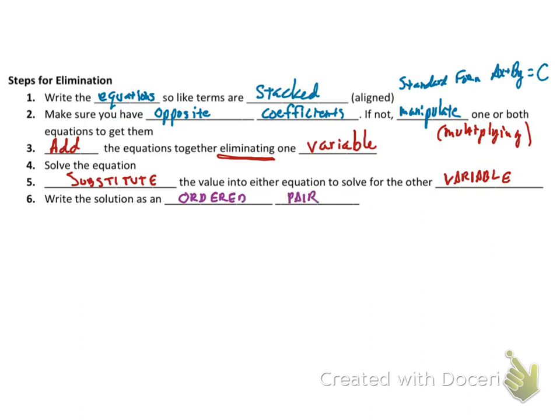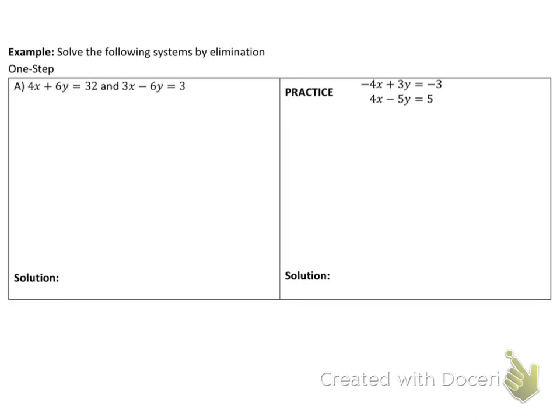So those are all the steps for elimination, which at first glance seems really confusing. Once we throw it to a problem and we go through those steps, that should make a little bit more sense. So let's start with a simple problem like this one. We got our system 4x plus 6y equals 32 and 3x minus 6y equals 3. So what we want to do is stack our equations right on top of each other. So we got 4x plus 6y equals 32, and then we have 3x minus 6y equals 3.